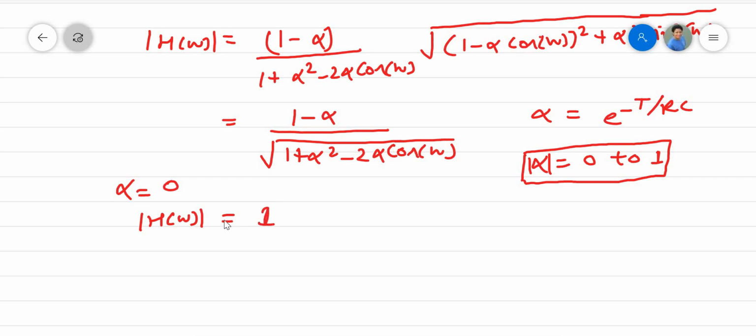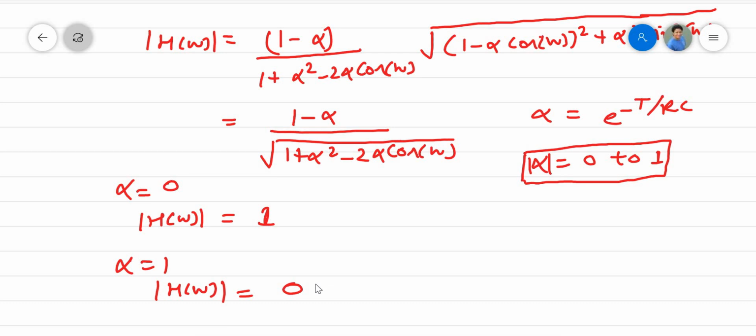So it is allowing all things to be passed. And we also see after some point whether alpha is possible or not, but right now it is possible. If we substitute alpha equal to 1, mod of H omega, you can see it is 1 minus 1, which is equal to 0. So mod of H omega is equal to 0.